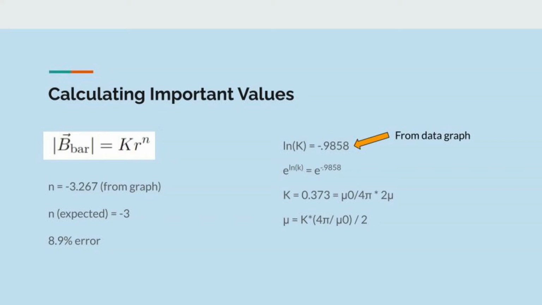I then needed to calculate the value for k that would be used in the model. Since ln of k was equal to the y-intercept in the graph, I set it equal to negative 0.9858 and solved for k. Then, I rearranged the equation to find mu for the computational model.